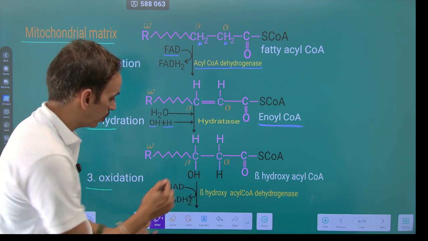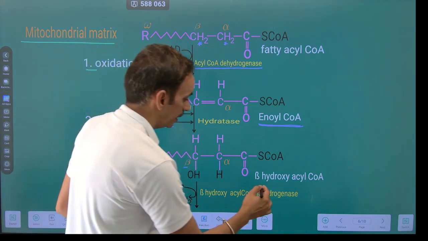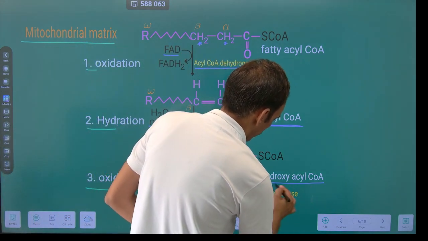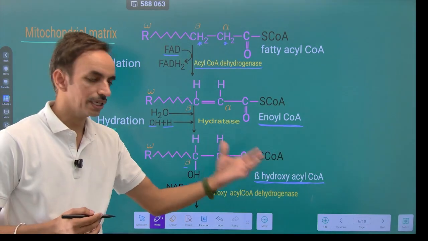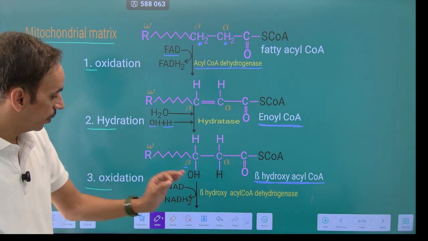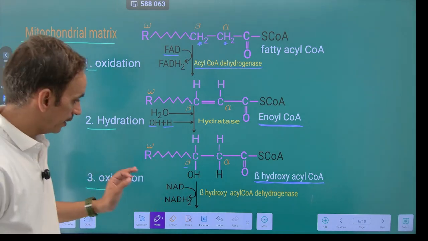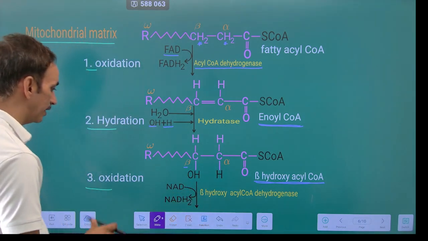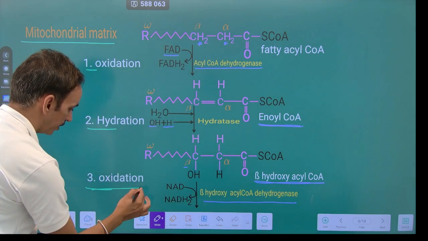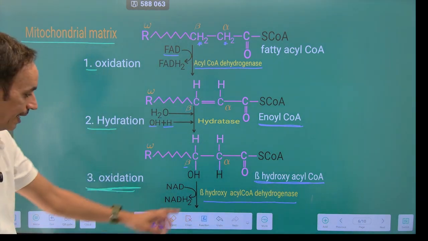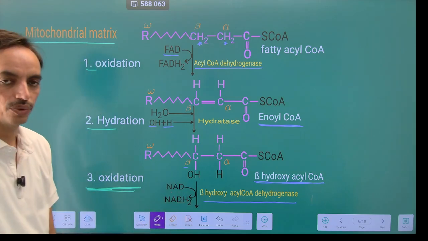Now this structure is called a beta hydroxy acyl coenzyme A. We have a hydroxyl group on the beta carbon, so it is a beta hydroxy acyl coenzyme A. Then the enzyme beta hydroxy acyl coenzyme A dehydrogenase functions. Again there is an oxidation reaction. It is NAD specific, so it converts NAD into NADH.